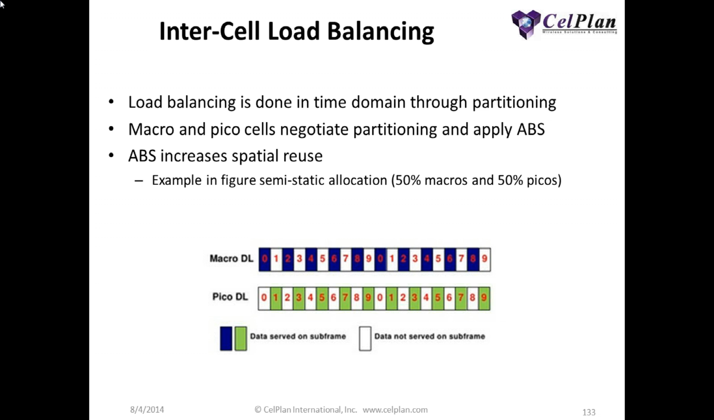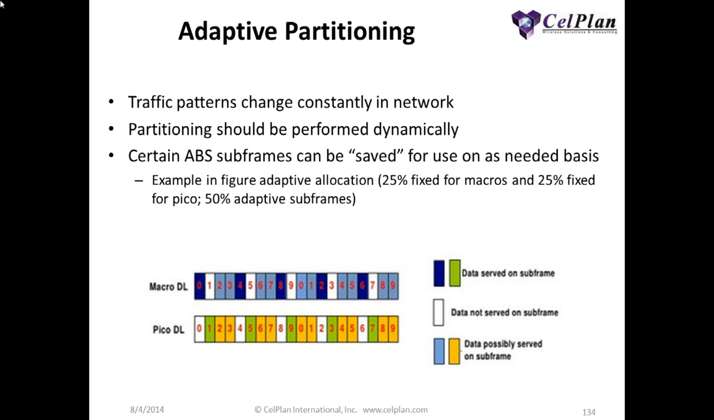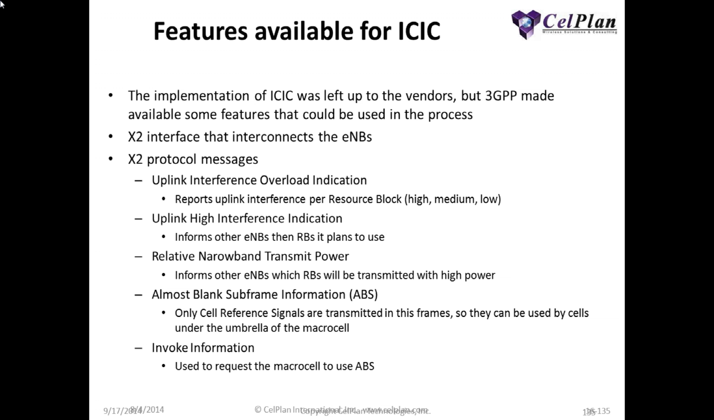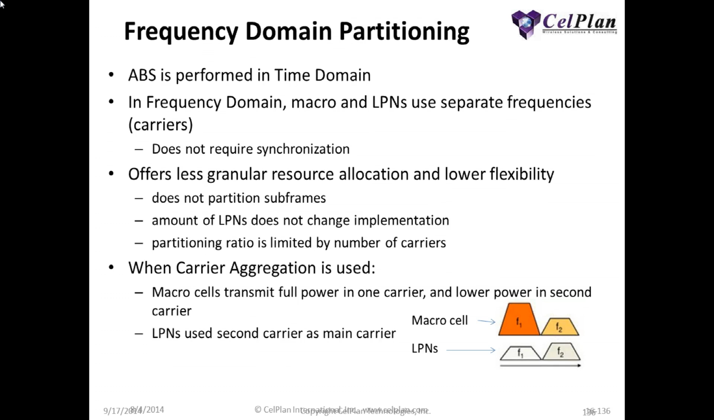Another use of ICIC is for intercell load balancing, so trying to do semi-static allocations, trying to divide the traffic between different cells. Adaptive partitioning, again using ABS, so trying to divide the traffic between macro and micro cells. And basically this is a repeat of what I already said.